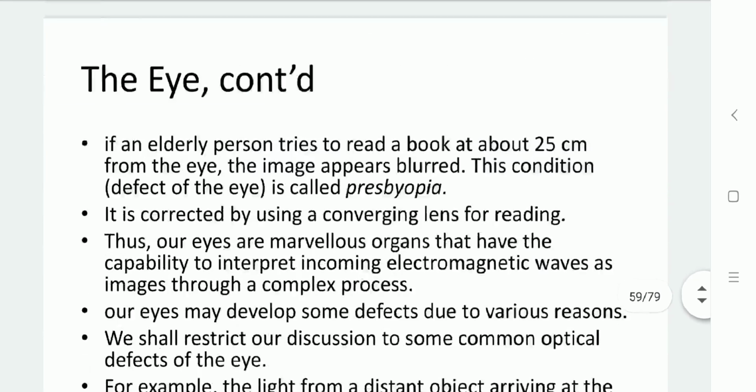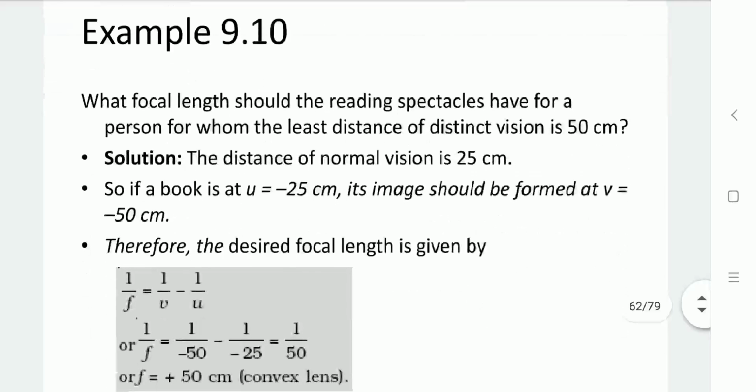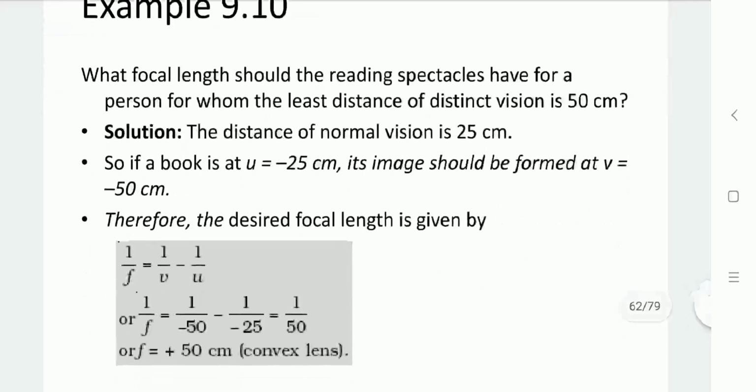Now, let us focus on an example regarding this. What focal length should the reading spectacles have for a person for whom the least distance of distinct vision is 50 centimeter? The distance for normal vision is 25 centimeter. So u should be minus 25 centimeter, as we have seen in the focal length formula, 1 upon v minus 1 upon u equal to 1 upon f.